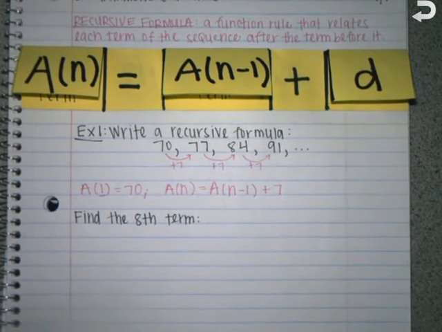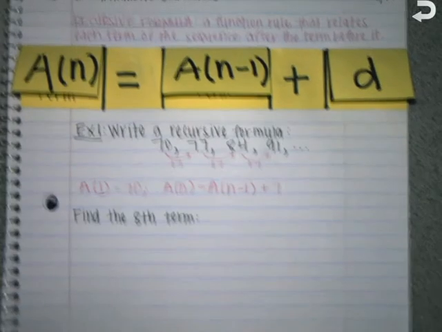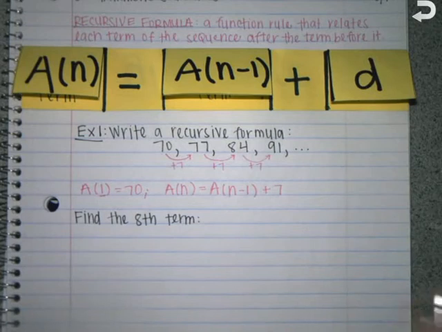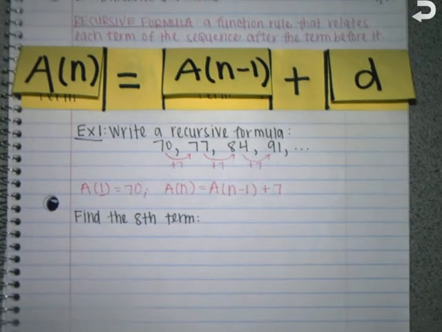Do I know the 6th term yet? No. So to find the 6th term, I need to find the 5th term. Do I know that one? No. So to find the 5th term, I need which one? Do I know the 4th term? Yes. So we have to start with A of 5.